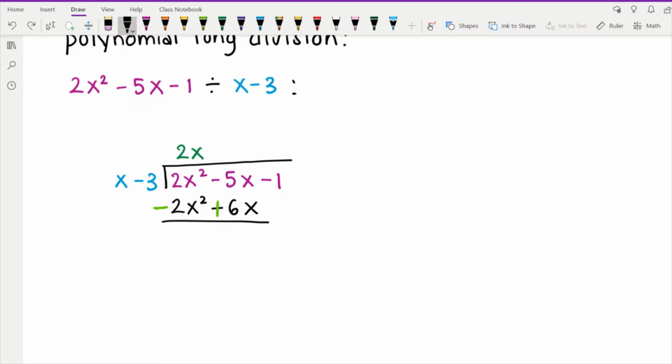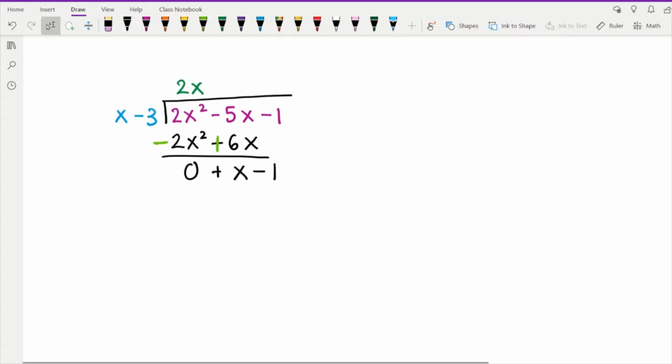So 2x squared minus 2x squared, well, that's 0. You're generally always going to get 0 because you picked this to be the right number to give you 2x squared, right? That's why we put a 2x there. Okay, and then next we have negative 5x, and we're adding 6x to that. So that's going to be plus x. And then this is a little different from the regular long division. We also just bring down the next part. So we bring down that 1. Okay, so now we have x minus 1.